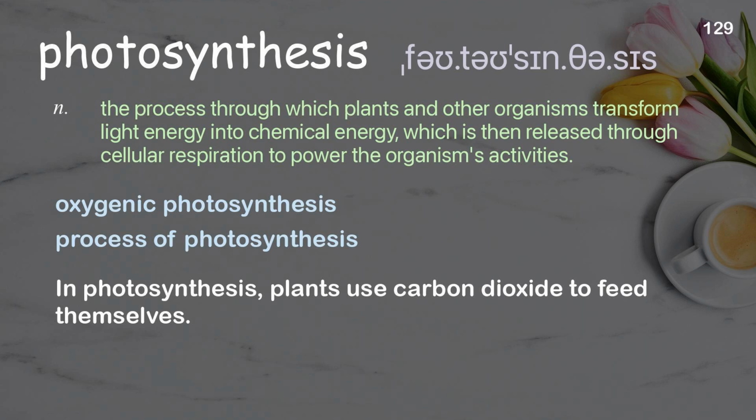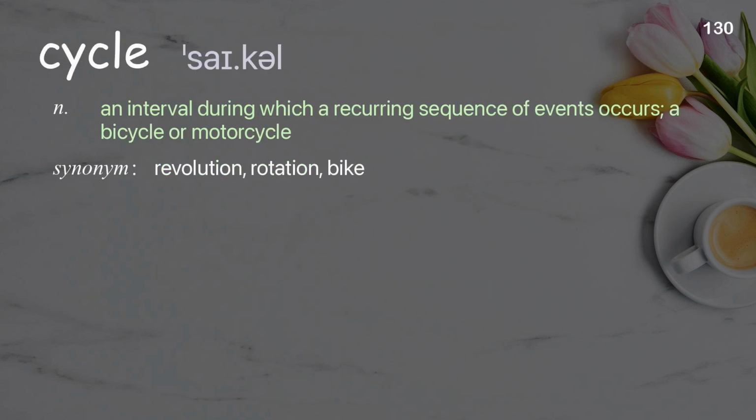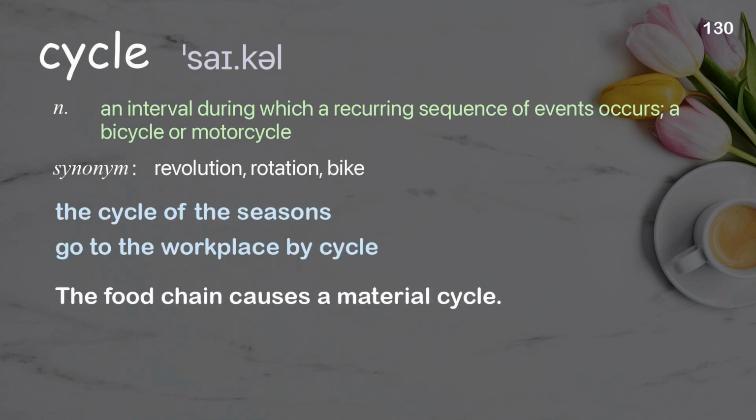Cycle. An interval during which a recurring sequence of events occurs, a bicycle or motorcycle. Examples: the cycle of the seasons. Go to the workplace by cycle. The food chain causes a material cycle.